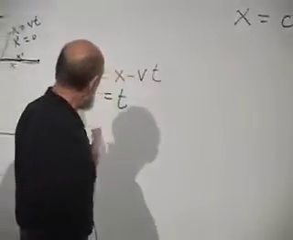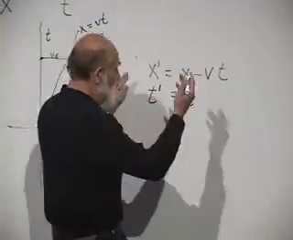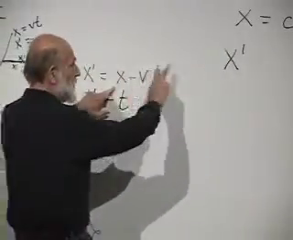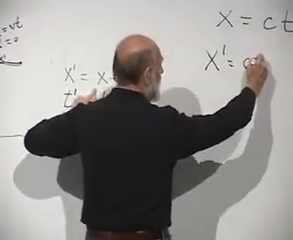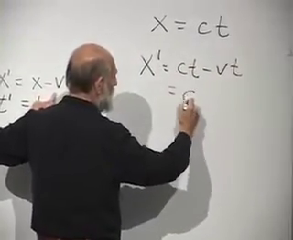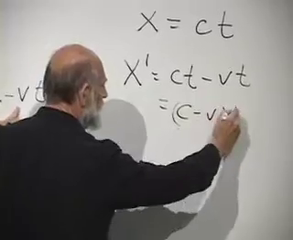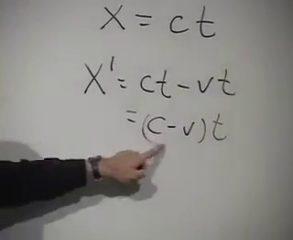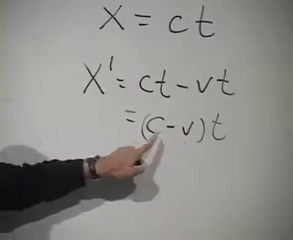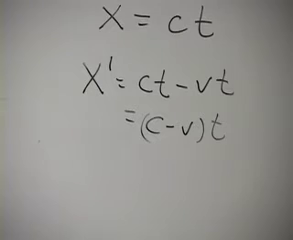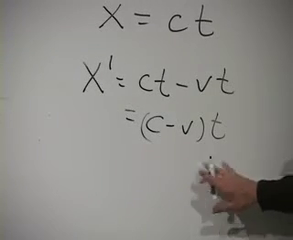How do I see the light? Well, let's see what I see. Let's just work it out. x prime will be x, which is ct for that light ray, minus vt, which is the same as (c minus v)t. All this says is that I see the light moving with a diminished velocity, a velocity c minus v. Why is that? Because I'm moving along with the light, so naturally I see it move slowly. But slow compared to what you see it.